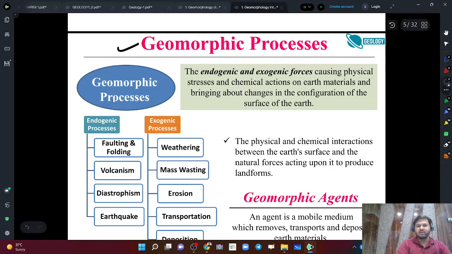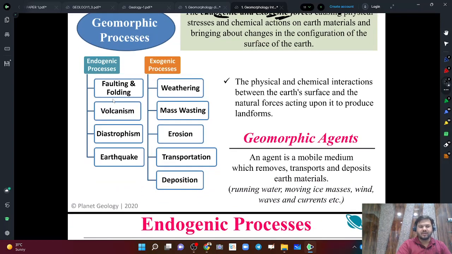Then what are geomorphic processes? There are two kinds of geomorphic processes: endogenetic and exogenetic forces, right? Geomorphic processes are those processes which lead to change in elevation of landforms. So they can be endogenetic or exogenic. You can use both spellings, genetic and genic, which is written in this slide.